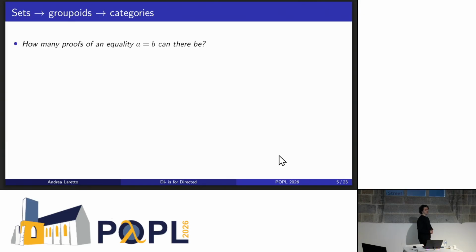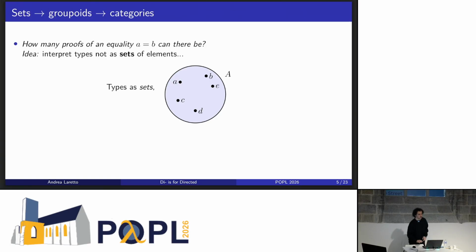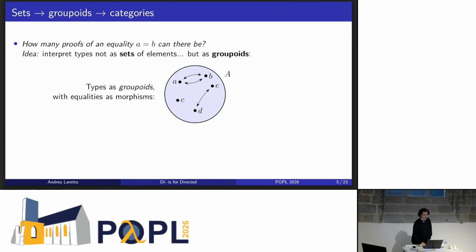So one of the big ideas behind homotopy type theory is that actually the proofs of an equality, you can have more than one, right? And so the idea is that you interpret types not as just sets of elements where these are the inhabitants, you interpret them as groupoids, so where the morphisms are exactly the equalities of which there can be more than one.